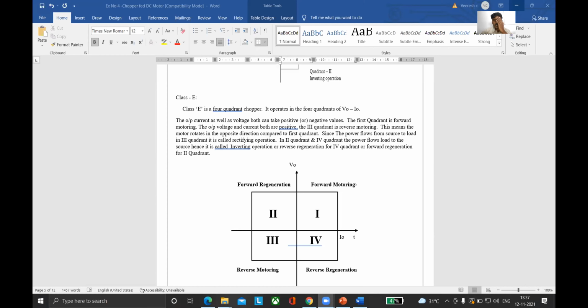In the third quadrant, output voltage is negative and output current is also negative. So P is equal to negative into negative.